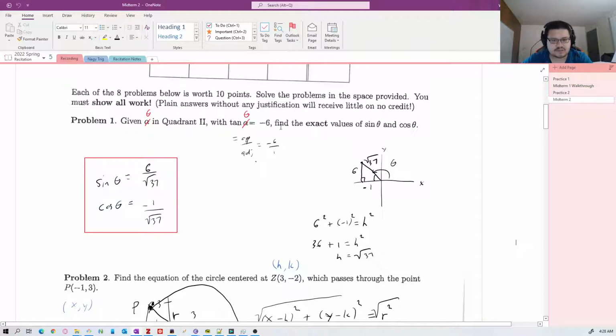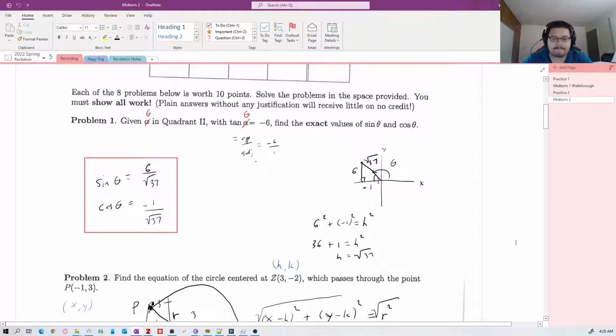Opposite over adjacent, so we would split this up into 6 over 1, and then we put the negative in the right location. For this quadrant, you want the x value to be negative, right? You see x comma y here. So the x value is negative, the y value is positive, following the direction of my cursor.